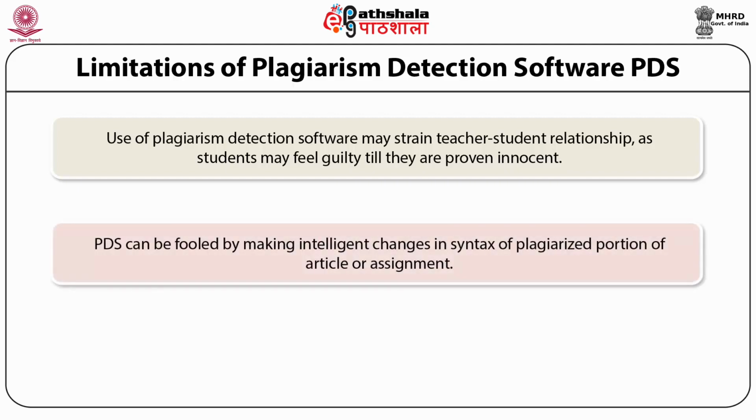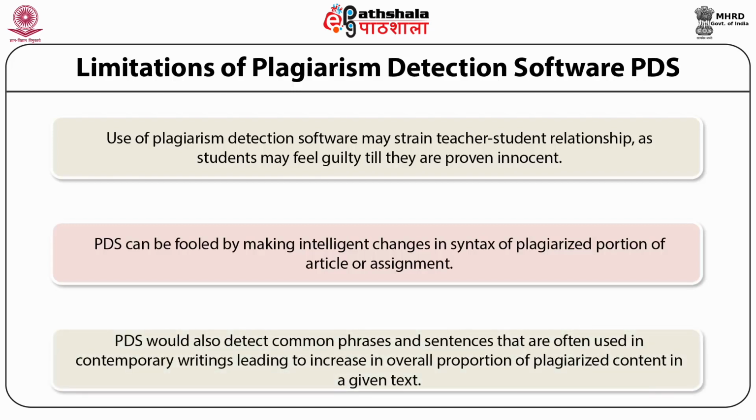Plagiarism detection software can be fooled by making intelligent changes in the syntax of the plagiarized portion of an article or assignment. It would also detect common phrases and sentences that are often used in contemporary writings, leading to an increase in the overall proportion of plagiarized content in a given text.